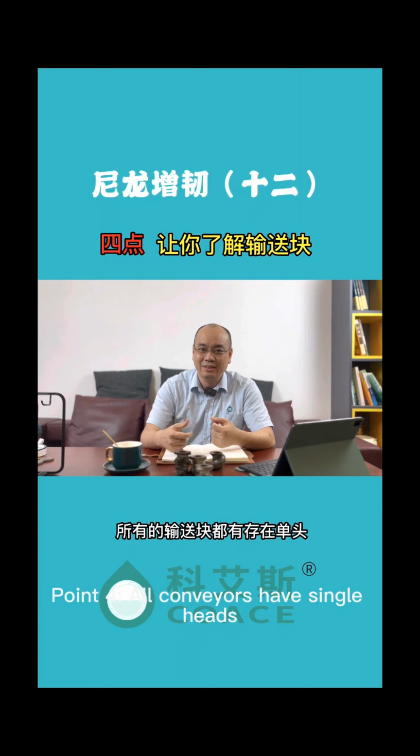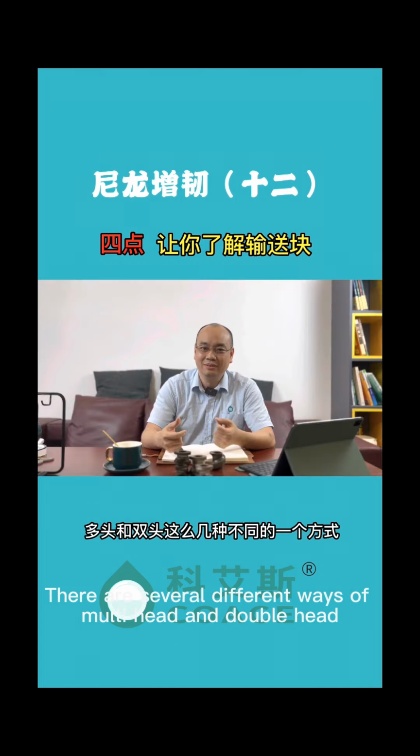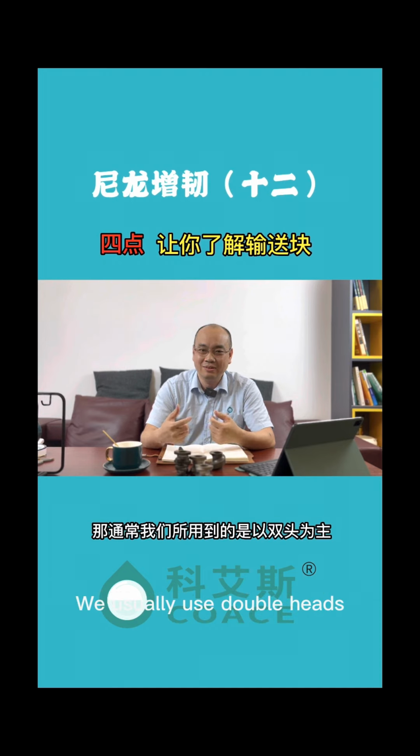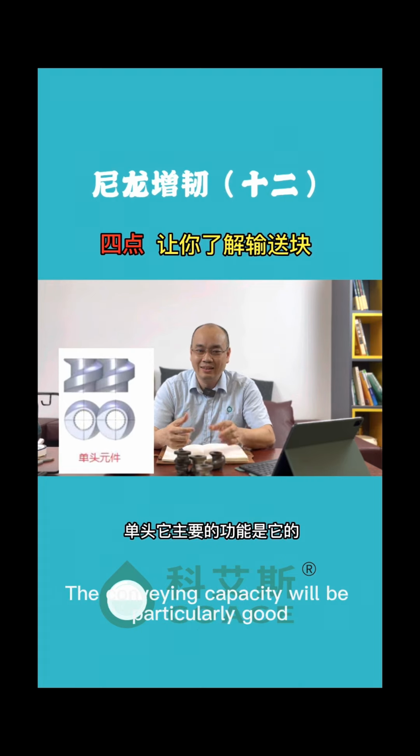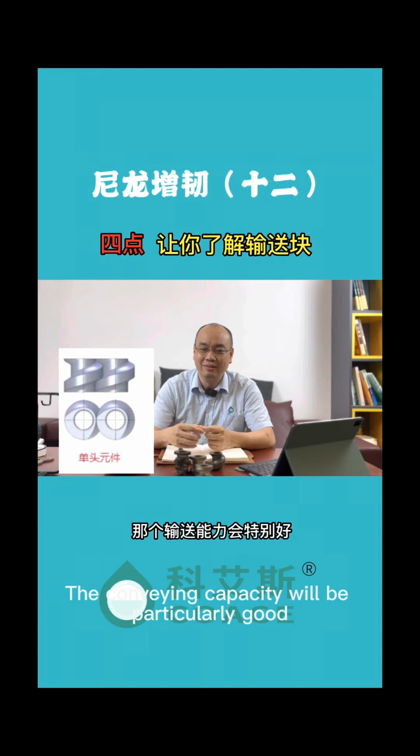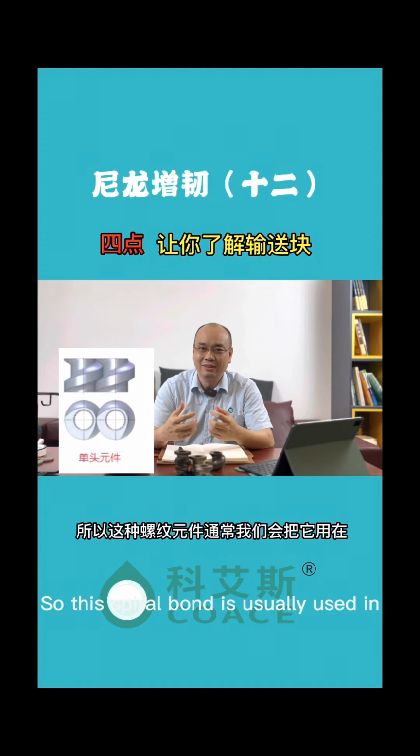All conveyors have single heads. There are several different ways, multi-head and double head. We usually use double heads. There is a single head. The main function of the single head is that the conveying capacity will be particularly good. It follows that the gap between barrels is also particularly small. So its conveying capacity is particularly good.